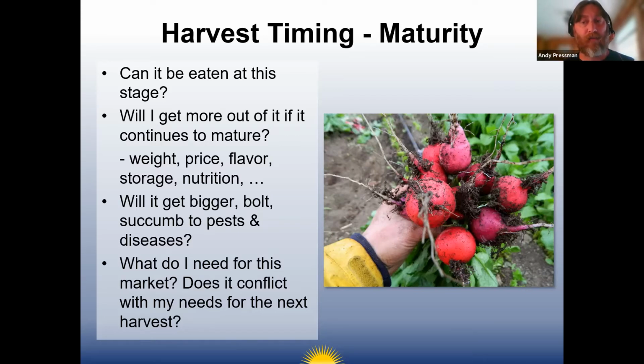Also really thinking about my future markets. If I take it out now, will I have enough for my next market? So questions along those lines. And then next slide.